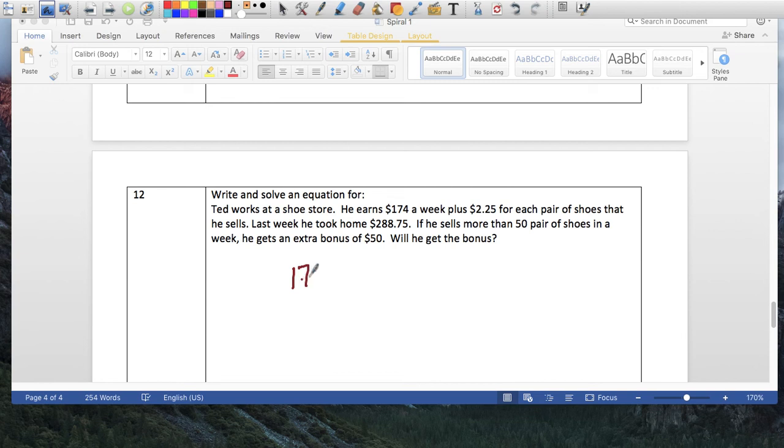So he gets $174 for sure, no matter what, plus $2.25 for each pair of shoes. And last week, the 174 plus the 2.25 per each pair of shoes that he sold, he took home a total of $288.75. Okay, so he got the 174 that he gets no matter what, and then he gets a little extra for every pair of shoes that he sells, and that totaled to $288.75. So let's find out how many pairs of shoes.